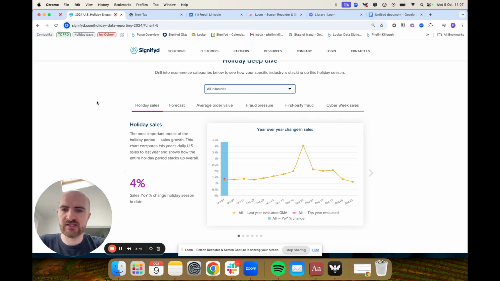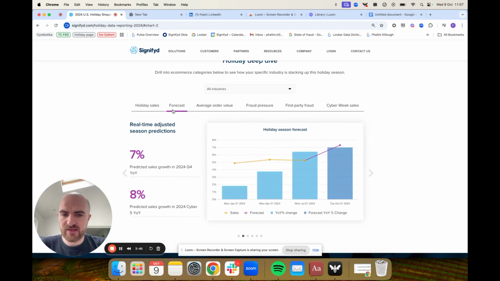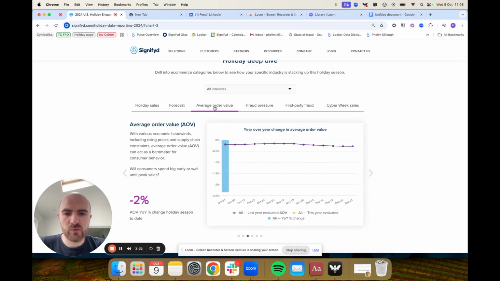So we have holiday sales, we have our forecast, which is done on a quarterly level, and also a prediction for Cyber 5. So we think Cyber 5 is going to grow slightly more than Q4 in its entirety. We can look at weekly data in terms of average order value. We can see it's down this year in the first week of October.